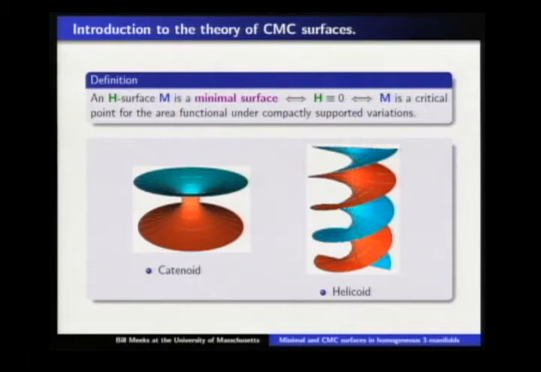Okay, so not constant, but constant zero. And in those cases, we don't have to restrict the variations that we pick. We just need compactly supported variations. They are zero at the boundary. And then you get their critical points. And here are two famous examples, the catenoid and the helicoid.